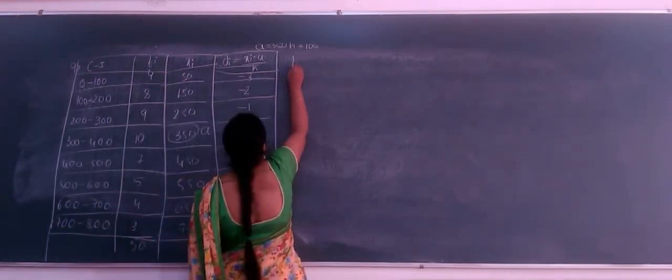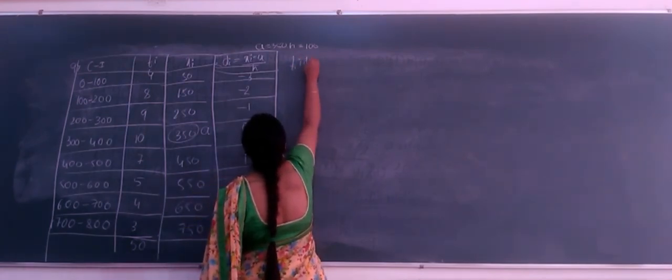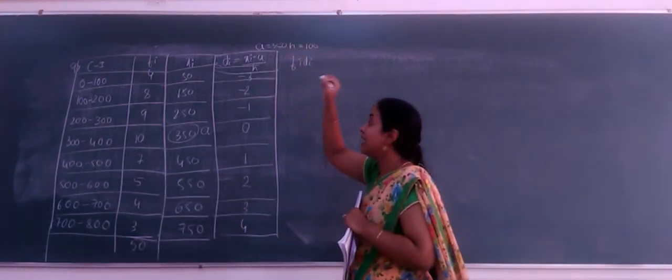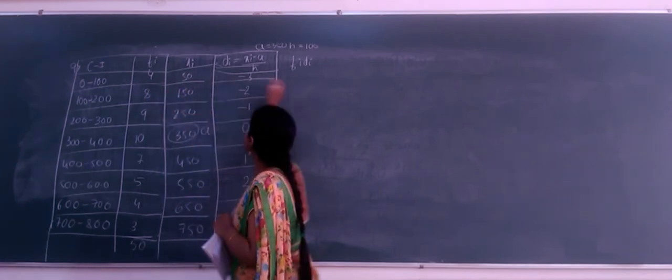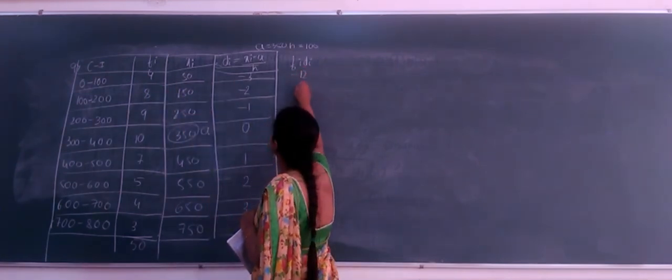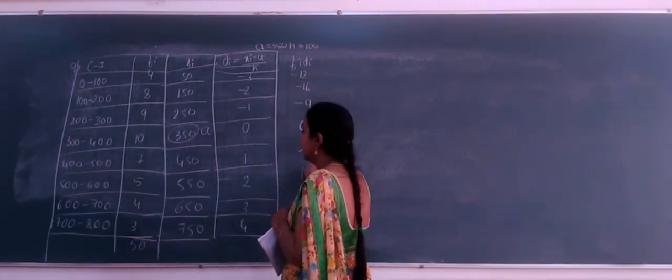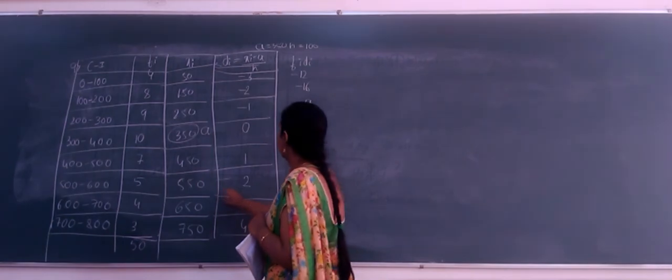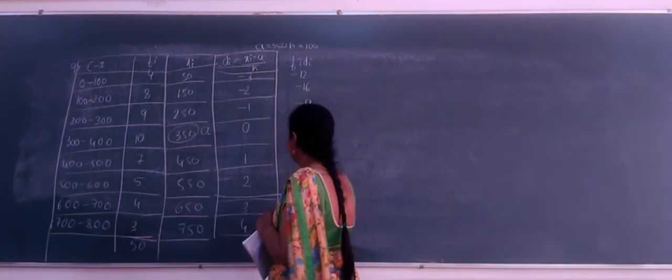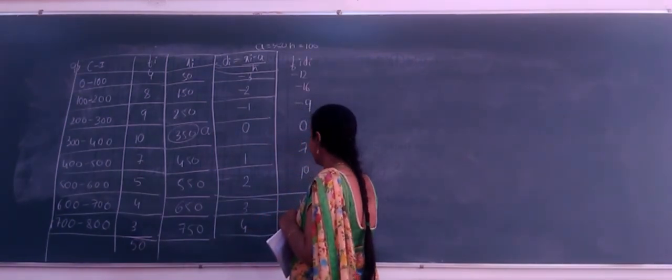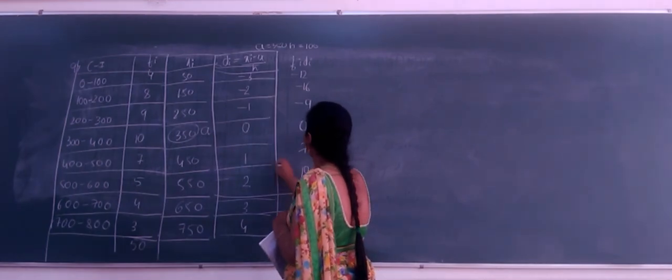And our next column is fi into di, so as to calculate the mean. So 4 3s are 12. That is minus 12, minus 16, minus 9, 0, 7, 10. Okay. Next 12 and again 12.